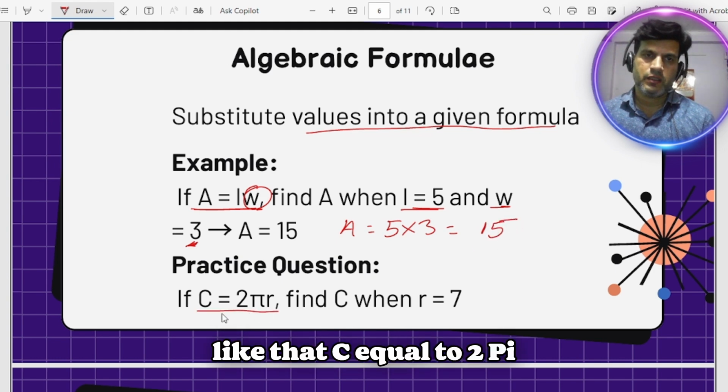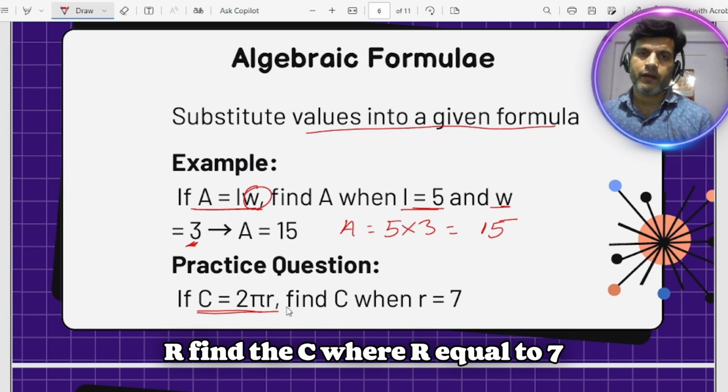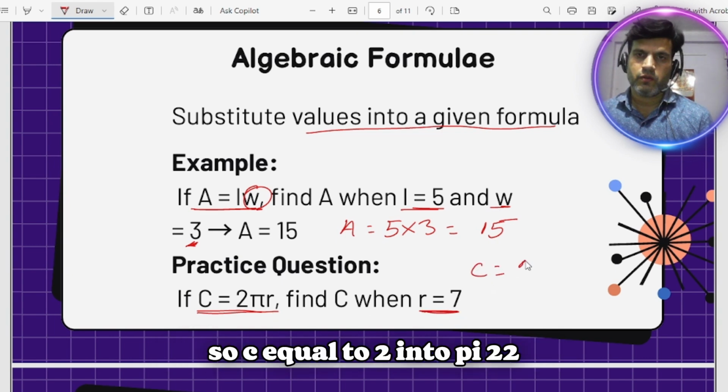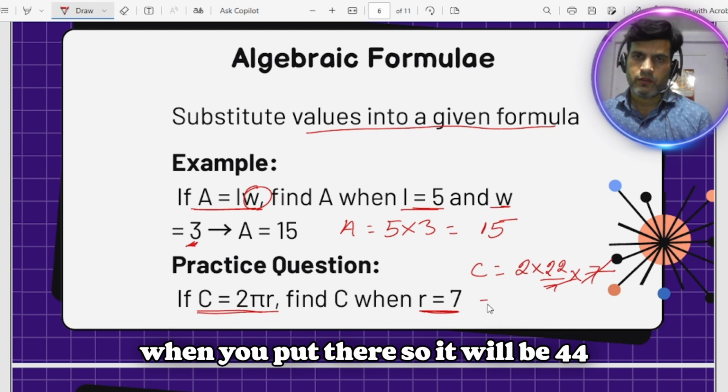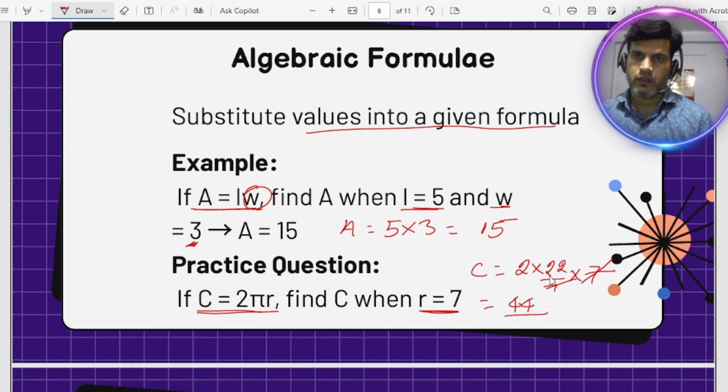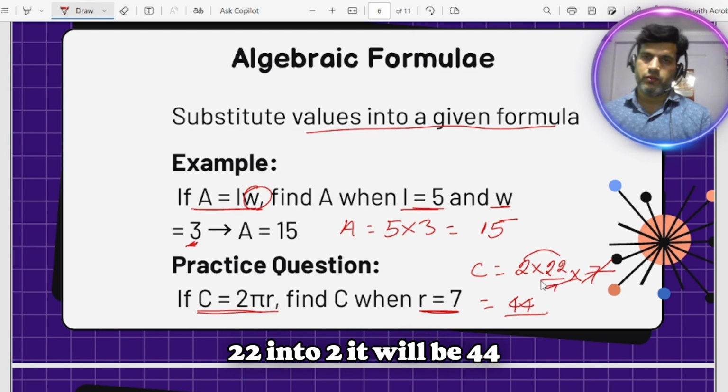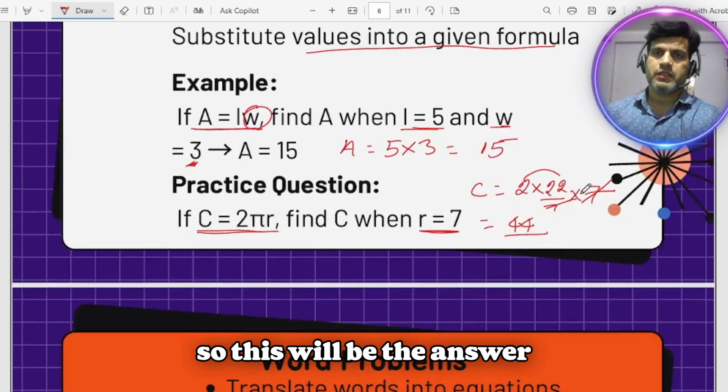Like that, C equals 2 pi R. Find the C where R equals 7. So C equals 2 into pi, 22 by 7, and this is also 7. When you put there, it will be 44. 22 into 2, it will be 44. So this will be the answer.